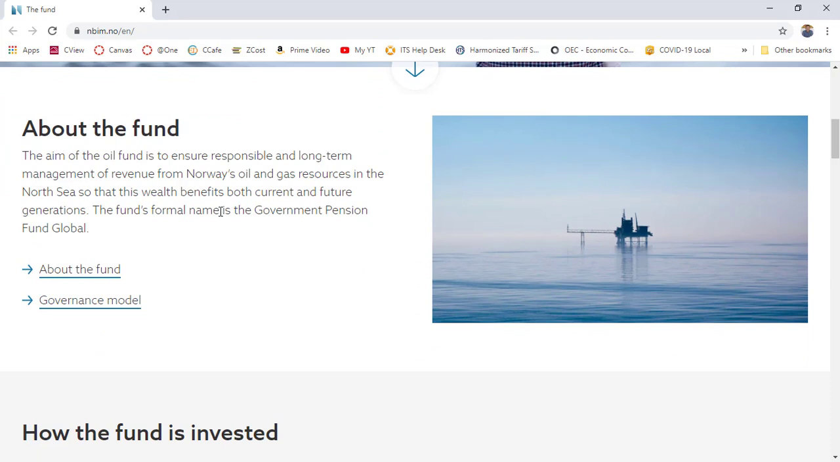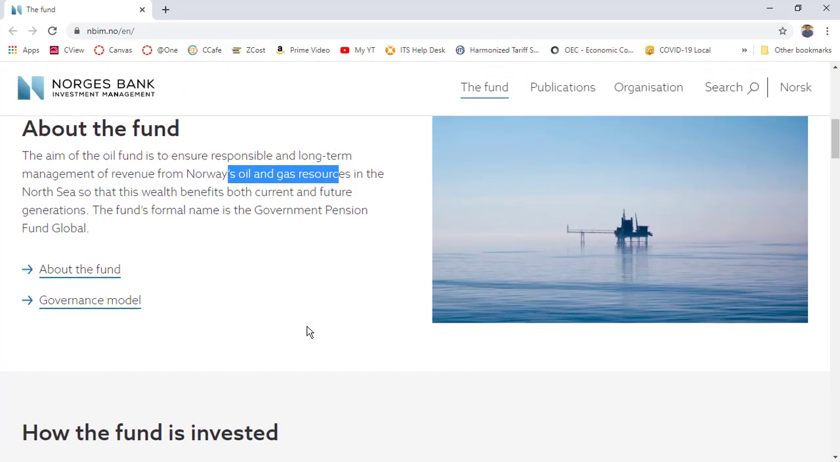This is the investment arm of Norway. And what it's, again, doing is capitalizing on the revenue from oil and gas resources in the North Sea. But instead of just wasting the cash, what the government's done is it's reinvested the cash, right?